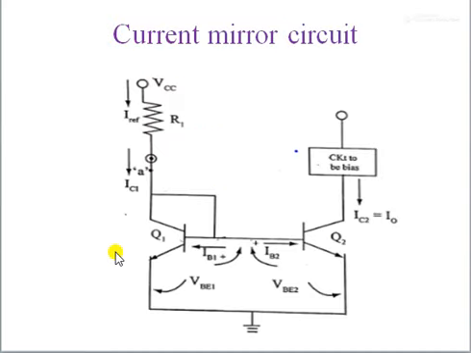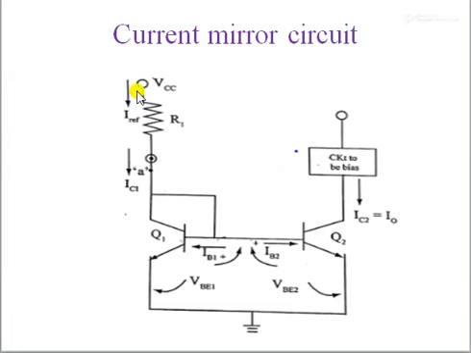This is the circuit of a basic current mirror. Here, the transistors Q1 and Q2 are identical. The base of Q1 and Q2 and emitter of Q1 and Q2 are tied together, and therefore the emitter to base voltage of Q1, that is VB1, is equal to VB2. The transistor Q1 acts as a diode because the base of Q1 and collector of Q1 are tied together, and hence Q1 acts as a diode.